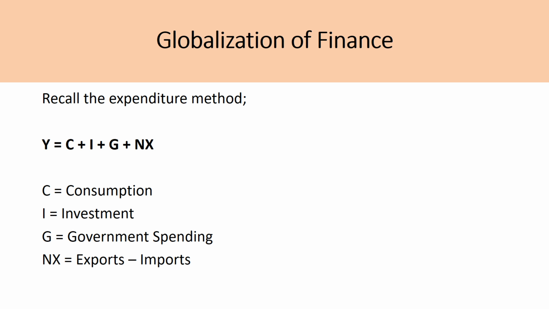Now, you've probably covered this in earlier macroeconomic courses, but essentially net expenditure equals consumption plus investment plus government spending plus net exports, which is the difference between exports and imports. So that's relatively easy to understand.